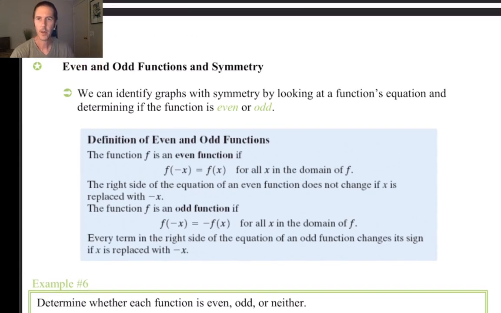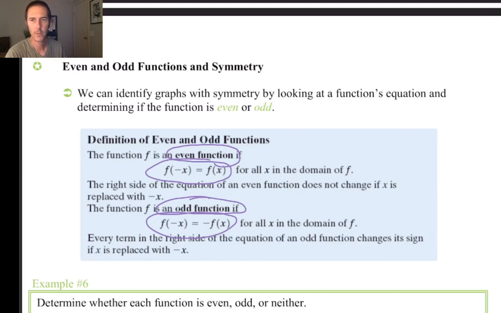Our next little subtopic here is even and odd functions and how those relate to symmetry. There are a couple of tests right here that we can do to determine if a function is even and to determine if a function is odd. And we'll do a little example in order to illustrate that.